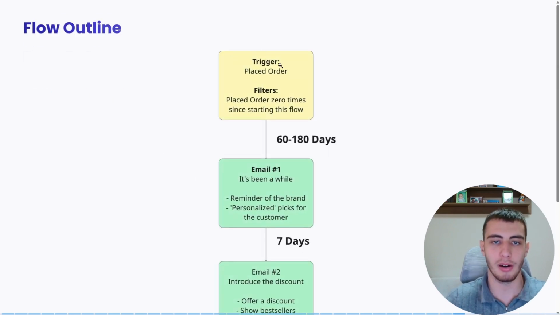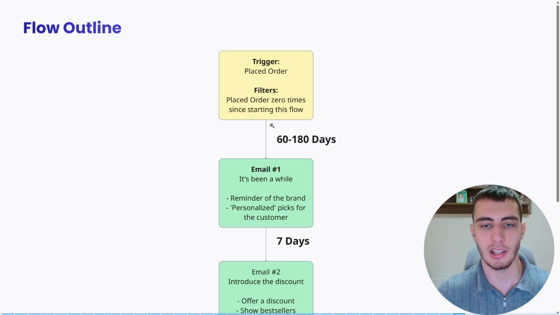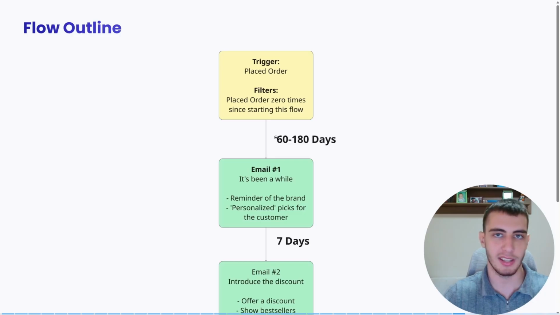So here's the outline. Trigger is placed order, and filters are placed order 0 times since starting this flow. And then you're going to wait 60 to 180 days. Now, as I said, if your products are something that is getting bought really frequently, a lower ticket product, something like that, you can get this down to 60 days, 90 days, whatever.